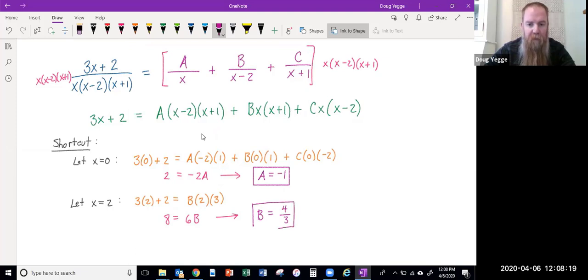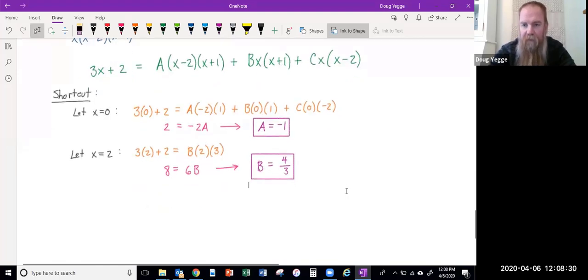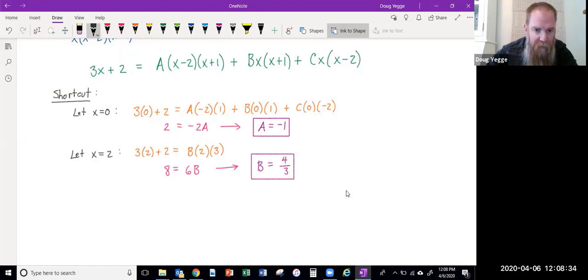So you can see that with this method, you don't need to set up a system of equations. You don't need to equate coefficients. This is just a shortcut that is helpful to find a, b, and c. Because we don't want to waste all of our time finding a, b, and c when the whole point of the problem is to integrate.